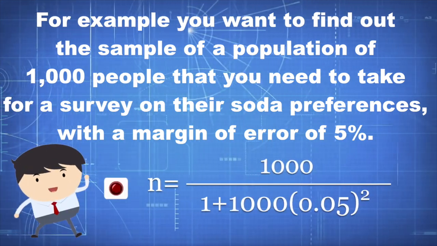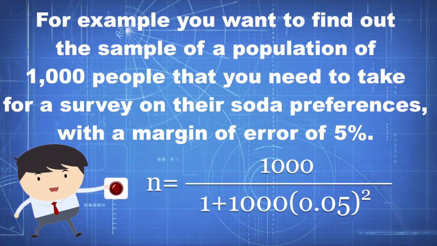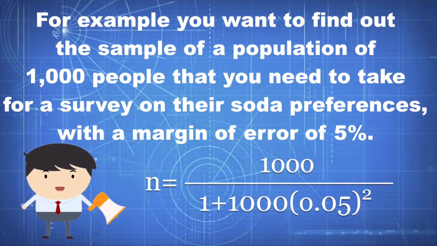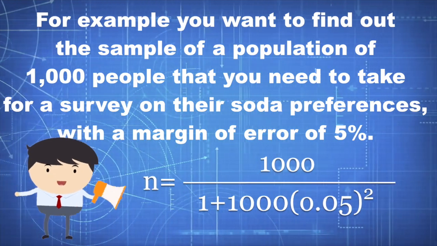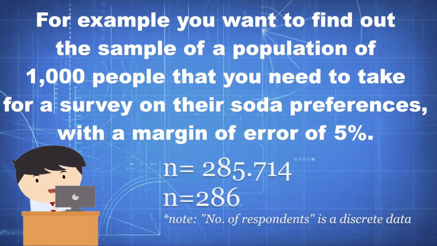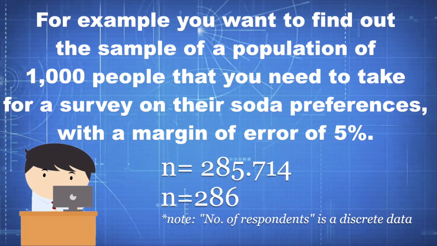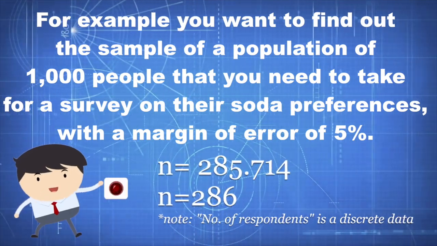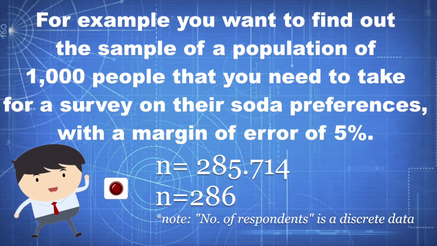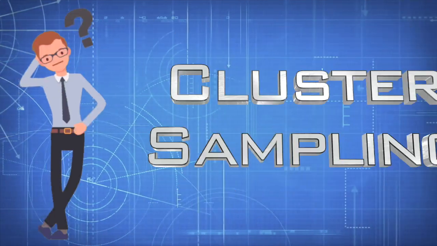Substituting our given values to our formula will generate this. Sample is equal to 1,000 over 1 plus 1,000 times 0.05 squared. Solving the equation will give us 285.714. You need to round up the answer since you can't sample a fraction of a person, so our final answer will be 286.